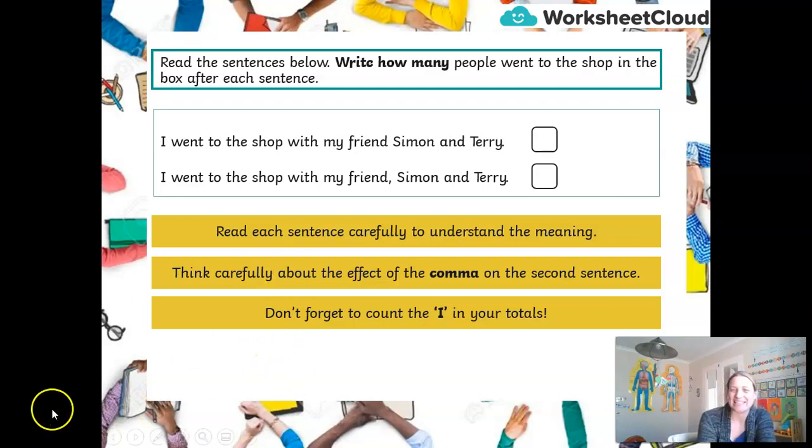Right, let's have a go. See if you got it right. Here there are 3 and here there are 4. Why? So, I went to the shop with my friend, Simon and Terry. I went to the shop with my friend Simon and Terry. So here the comma is important because I'm introducing the list. So there's the person, me, a friend who's unnamed, Simon and Terry. So that's 4. Here I went to the shop with my friend Simon. So I'm introducing this person. My friend is Simon. And me, oh, and Terry. There's 3 people there. See, commas are important.